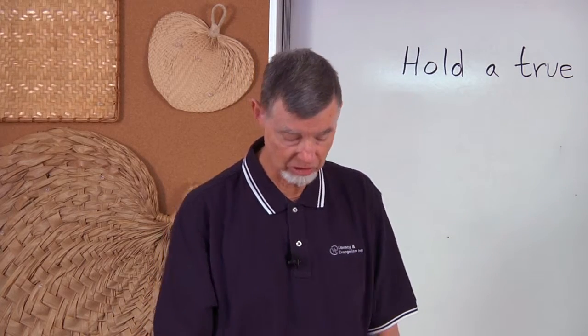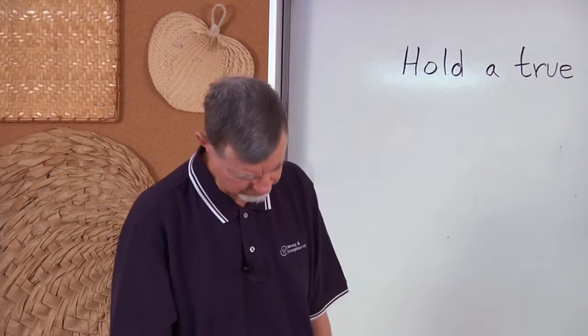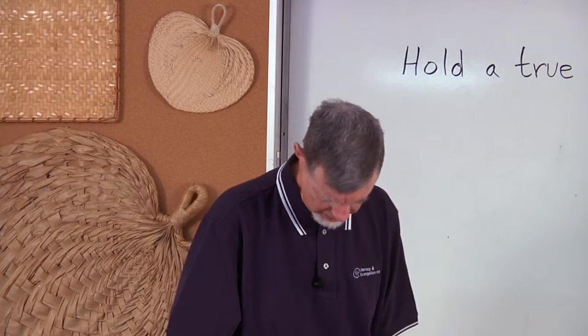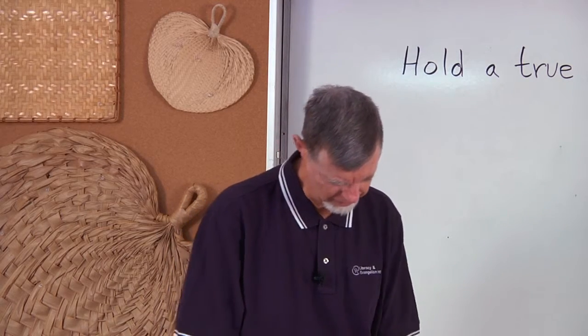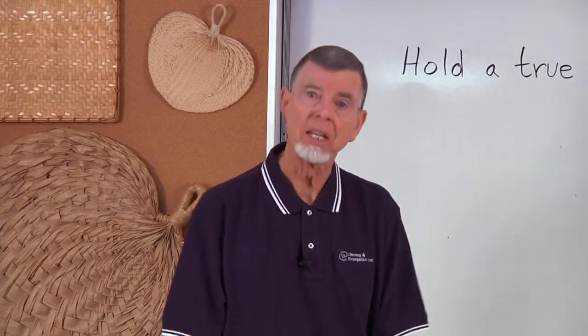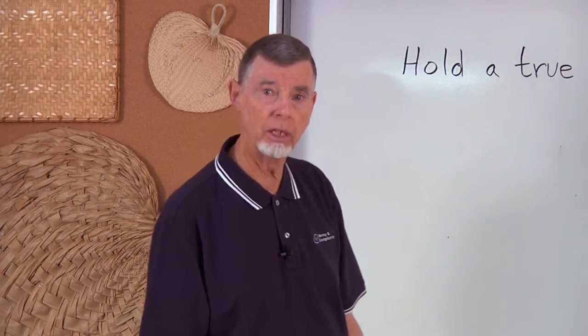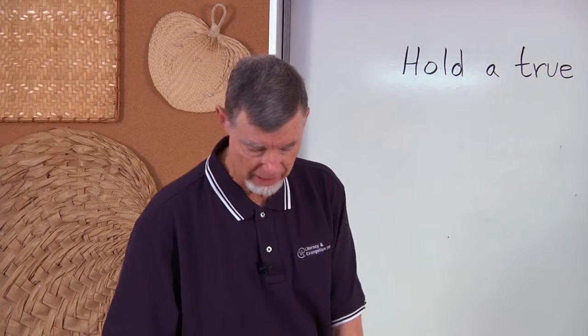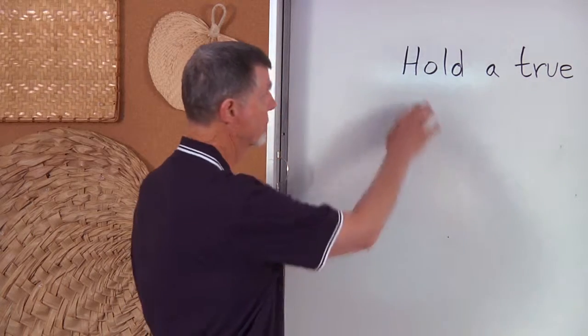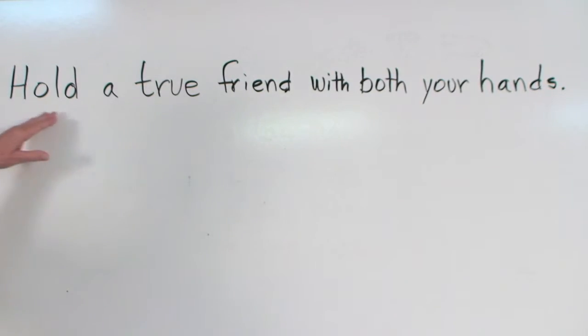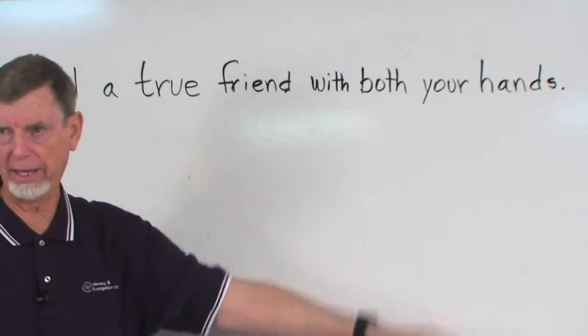Now let's turn to Roman numeral 8 and 9, that talks about things to think about. Now, I have written on the board that first selection from things to think about. And it is the Nigerian proverb called, "Hold a true friend with both your hands."